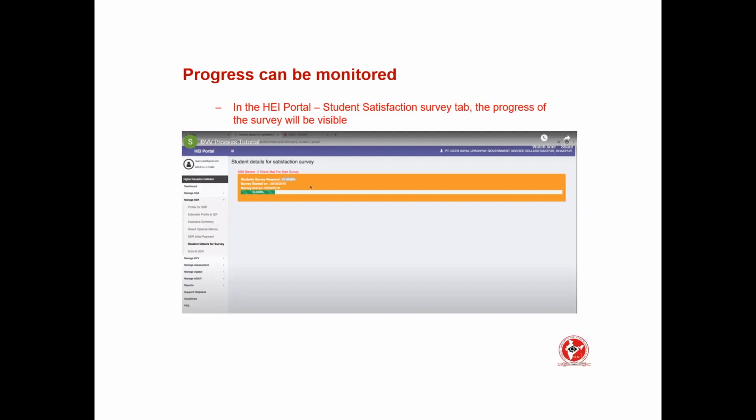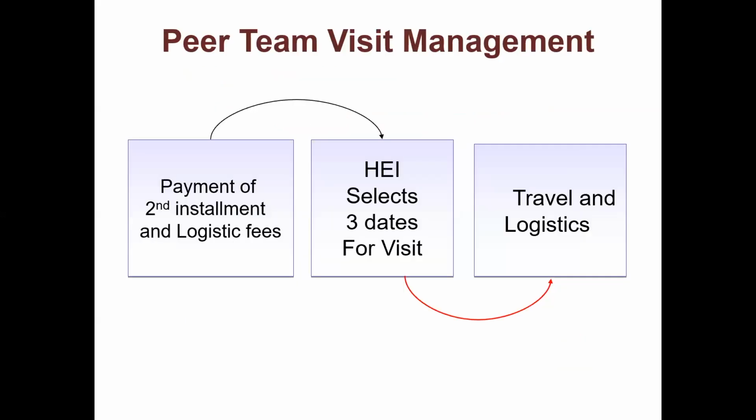So after triple S, which goes on simultaneously with DVV, but after pre-qualification, the next important step is the PAT visit and logistics. What the HEI has to do, as I already told, is that everything is through the HEI portal. You have to give the details of 3 visit slots. You have to make the second level payment of SSR and the logistic fees, and you have to give the details of the airports and the hotels nearby.